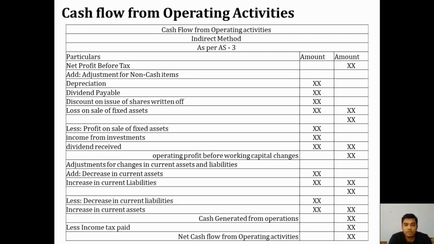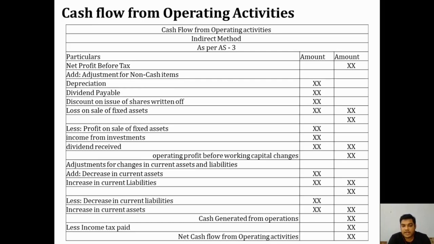After obtaining this, we have to make adjustments for changes in current assets and current liabilities. We have to add decrease in current assets and increase in current liabilities. If in the balance sheet the current assets values are decreased, then we have to add. If the current assets values are increased, then we have to subtract. If the current liabilities values are increased, we have to add. And if the current liabilities values are decreased, then we have to subtract.